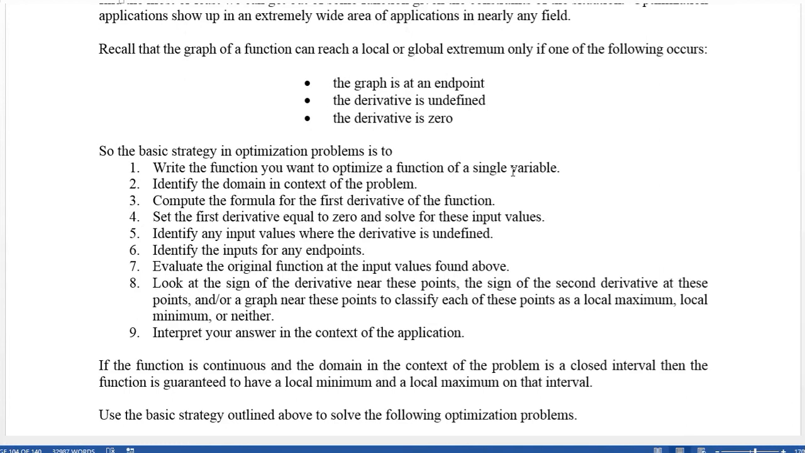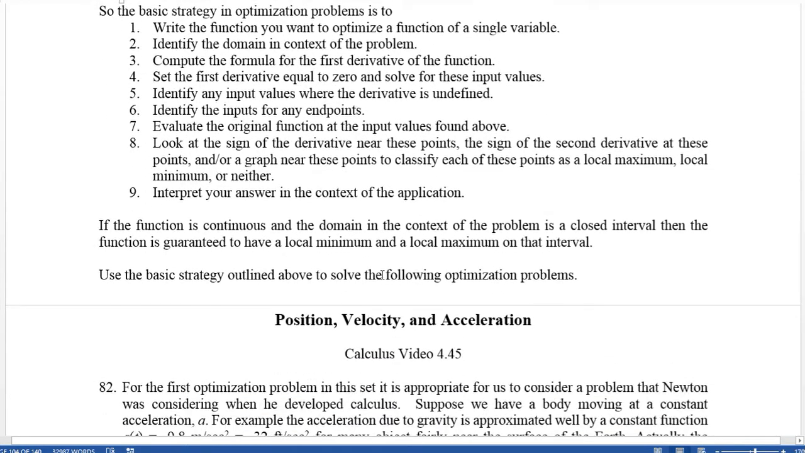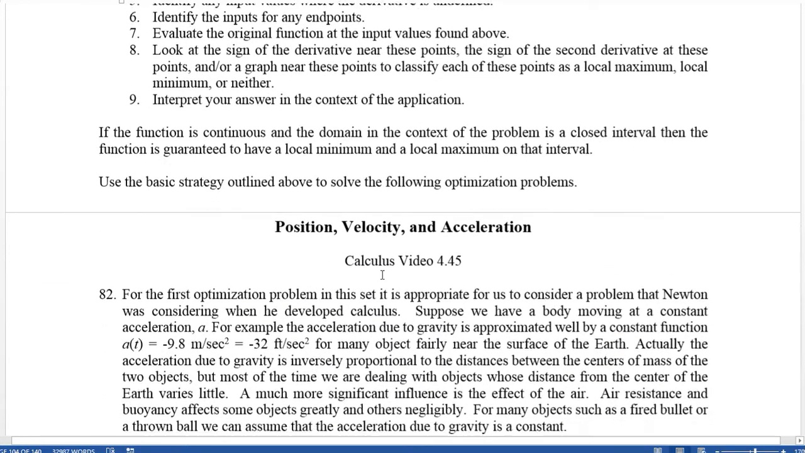So basically you want to use that strategy, and then go ahead and solve some application problems. So the first one that I want to look at is maybe appropriate because it's basically the situation Newton was looking at when he developed a lot of calculus. So he was interested in laws of motion and how bodies move. So if we have a body moving at a constant acceleration a, then let's go from there.